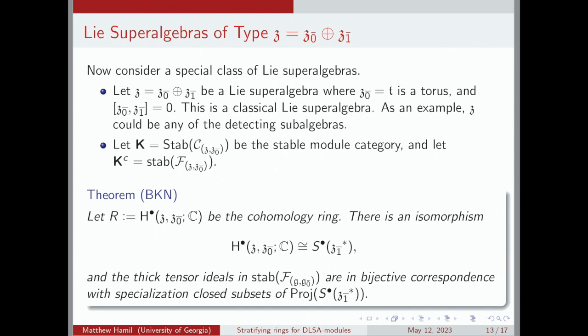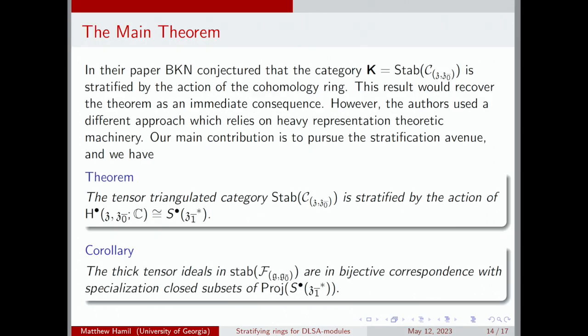Okay, so from now on, let K be the big stable category of all Z0 representations, and KC, for compact, be the stable category of the F. Then BKN actually have this theorem where they compute the relative cohomology for Z. There's an isomorphism between this relative cohomology and the symmetric algebra on Z1 star. Moreover, they show that the thick tensor ideals in stab FGG0 are in bijective correspondence with the specialization closed subsets of proj of the cohomology ring.